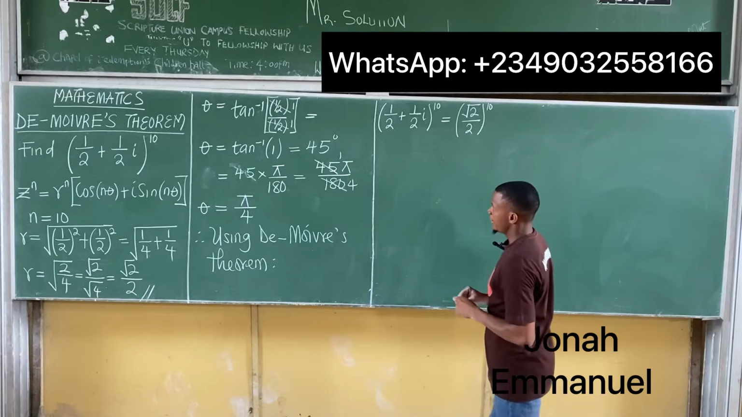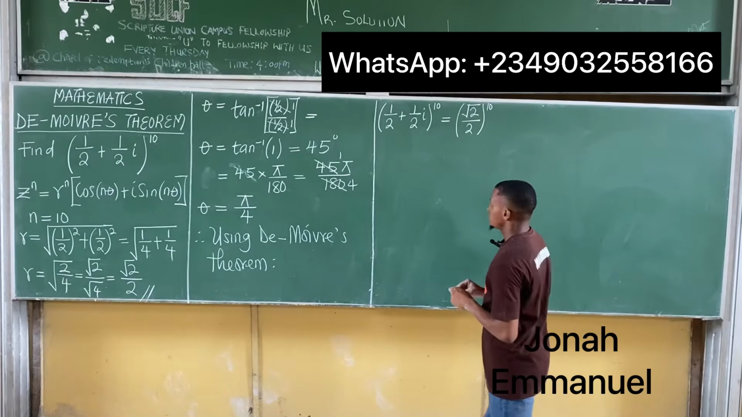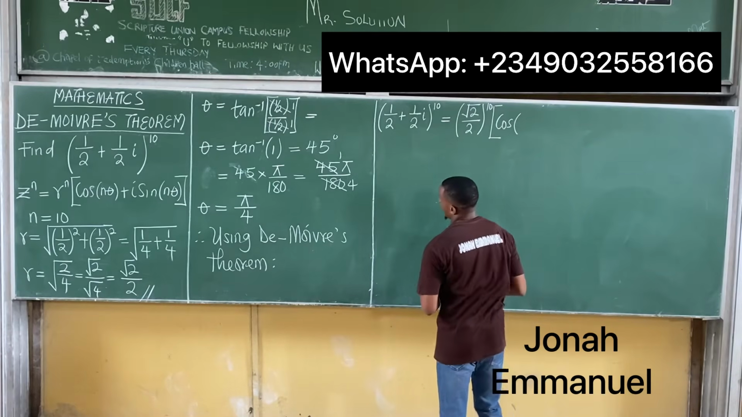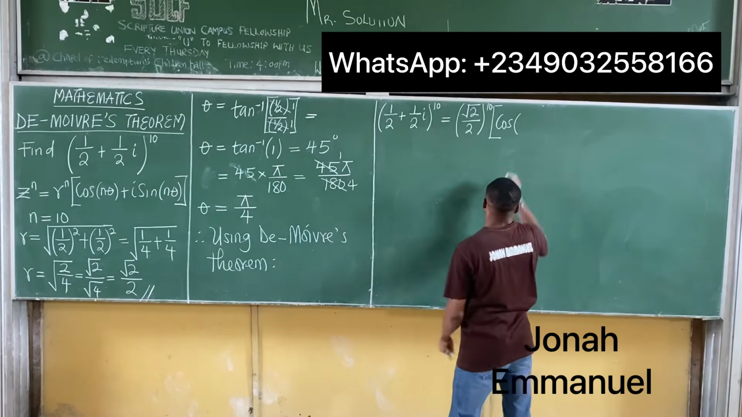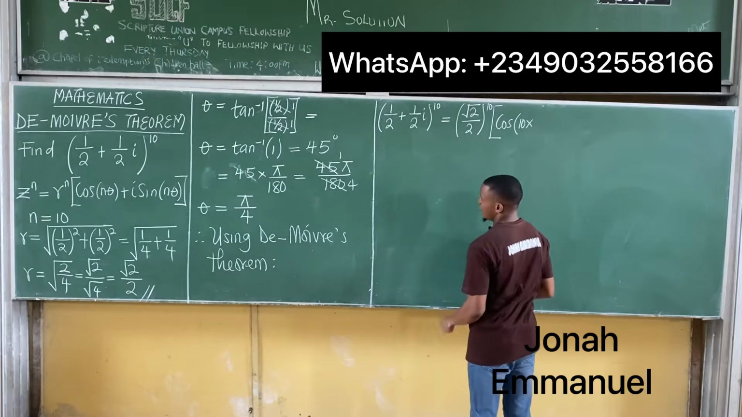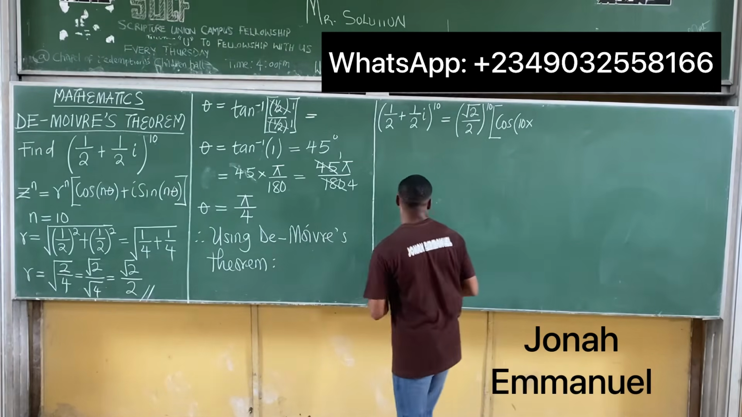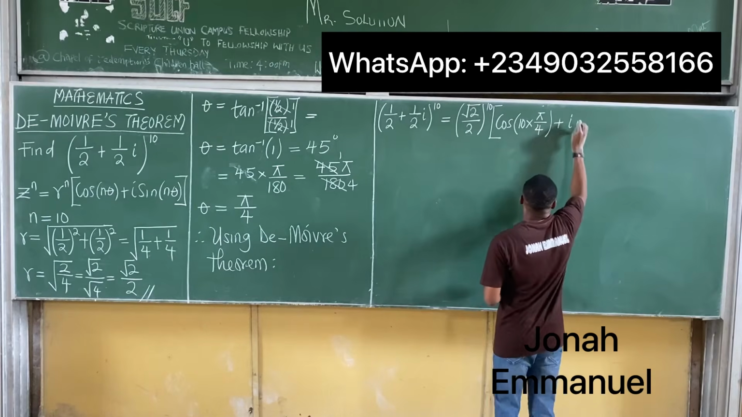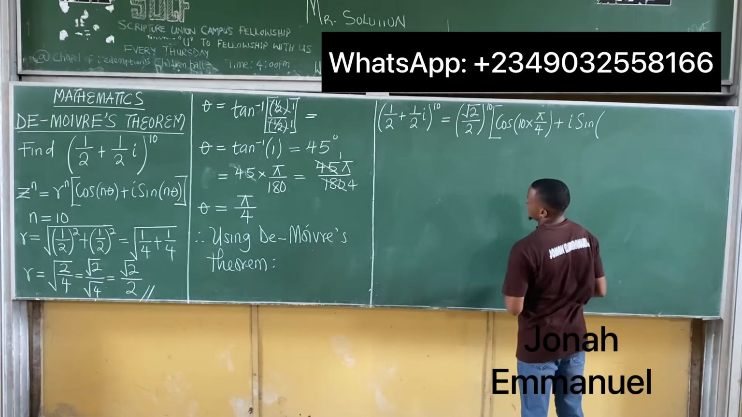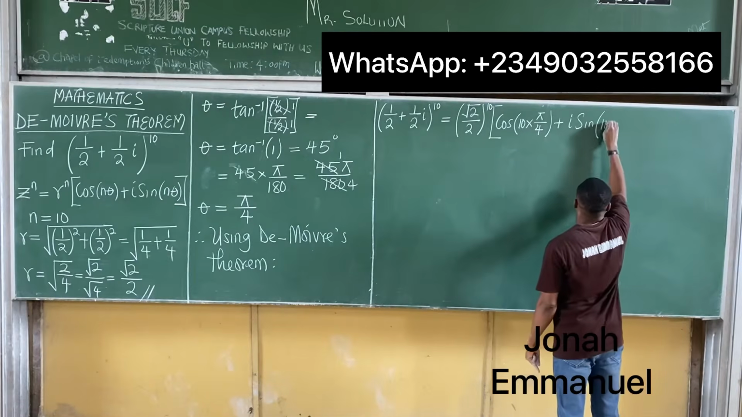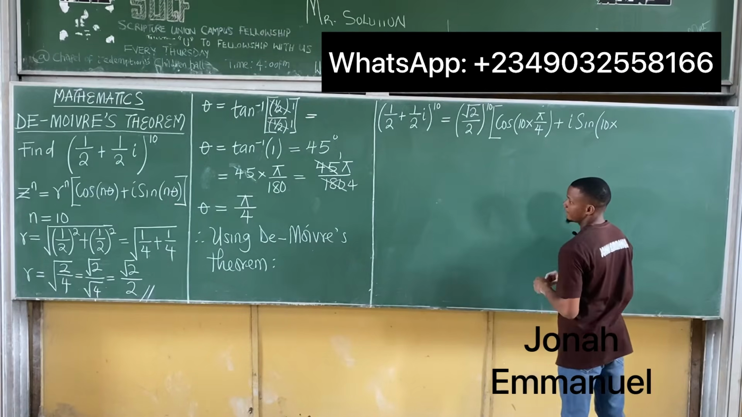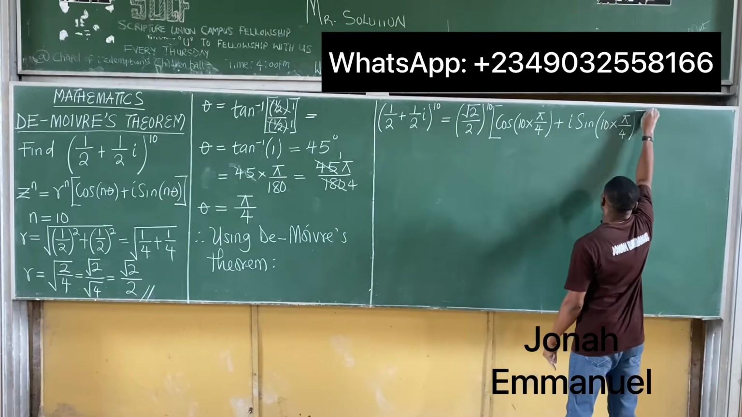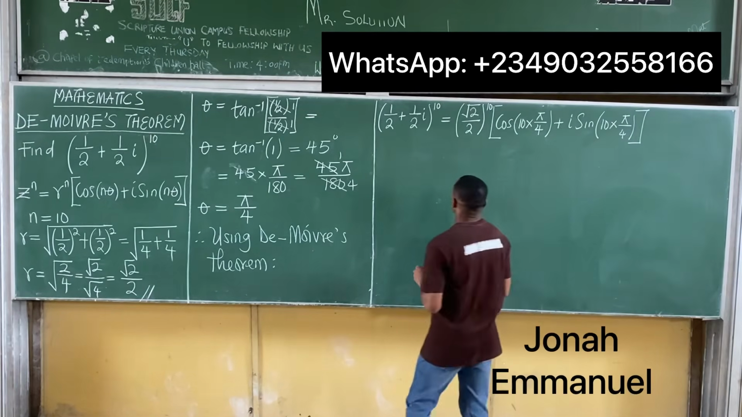Okay. Next up, into cosine of n. N is 10 there. So 10 times theta. We're using the radians form. That's pi over 4 plus I sine n. N there is 10. So 10 times theta, which we got here as pi over 4. So I have this.